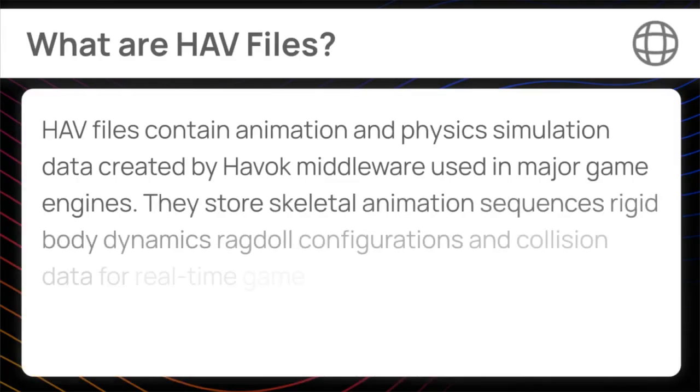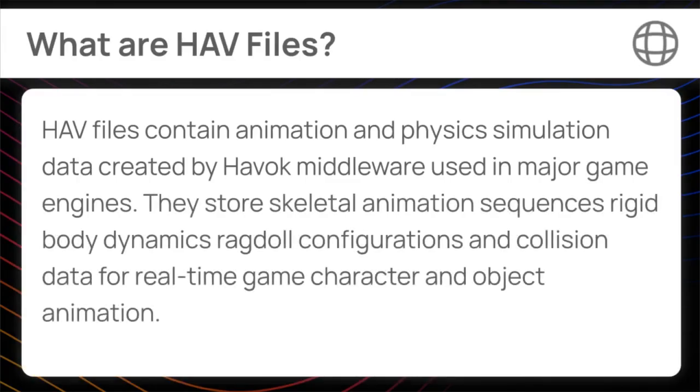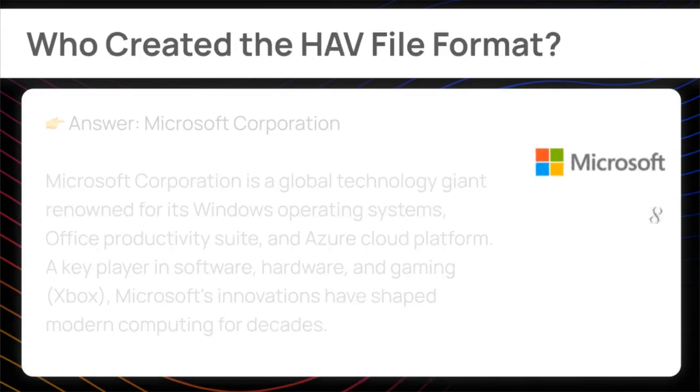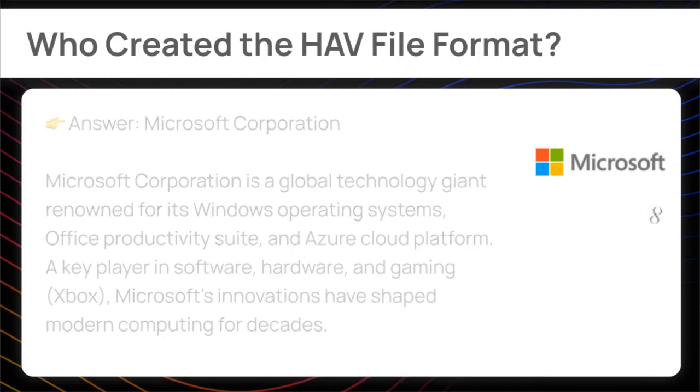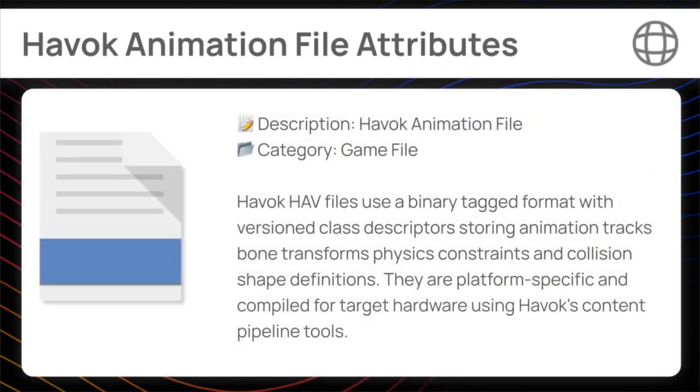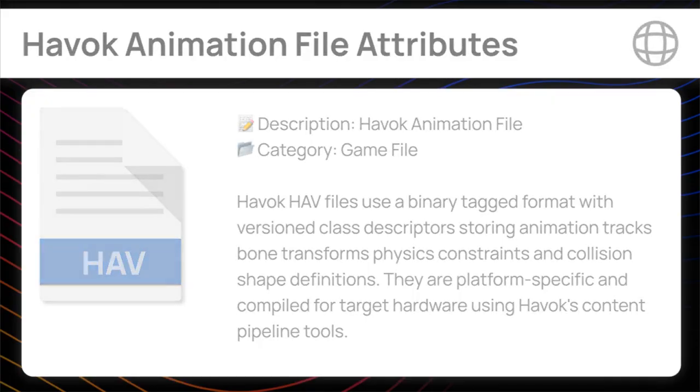HAV files contain animation and physics simulation data created by Havok middleware used in major game engines. They store skeletal animation sequences, rigid body dynamics, ragdoll configurations, and collision data for real-time game character and object animation. Havok HAV files use a binary tagged format, with version class descriptors storing animation tracks, bone transforms, physics constraints, and collision shape definitions. They are platform-specific and compiled for target hardware using Havok's content pipeline tools.